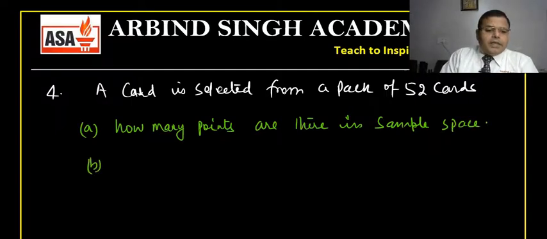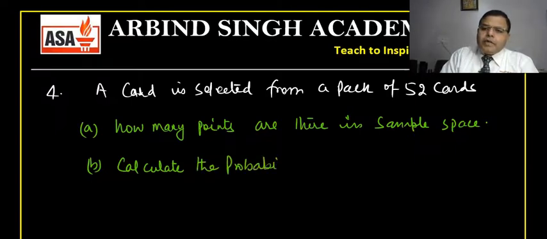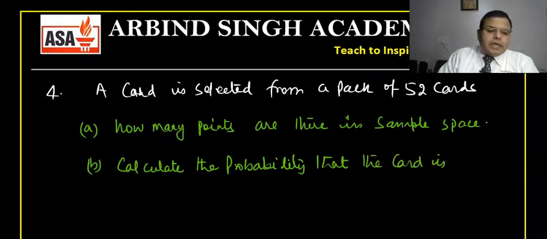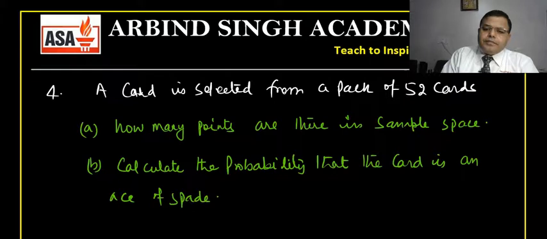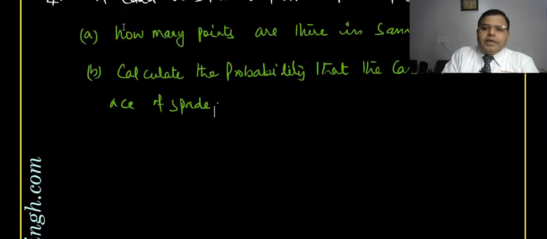Second part, they are asking to calculate the probability that the card is an ace of spades. Now the third part of this question, let us discuss the C part.